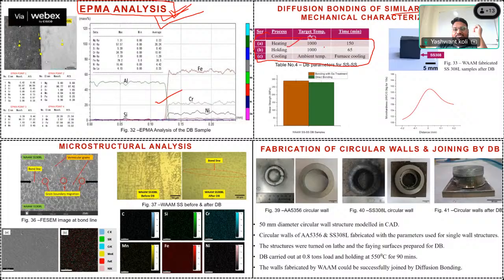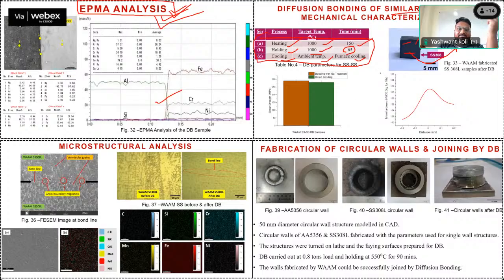That is heating to about 1000 degrees Celsius for 150 minutes, and then holding for 65 minutes at the same temperature, then cooling to ambient temperature, that is furnace cooling. So this is SS to SS bonding. Both are additively manufactured, so this is not commercially available SS. Both are AM fabricated, that is wire arc additive manufacturing samples through the GMAW process. Both are AM samples, and then we are bonding them to get higher bond strength.